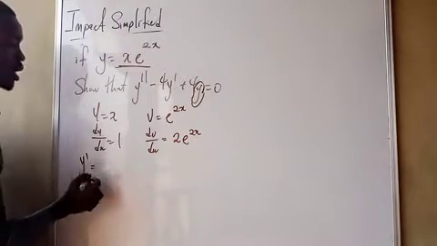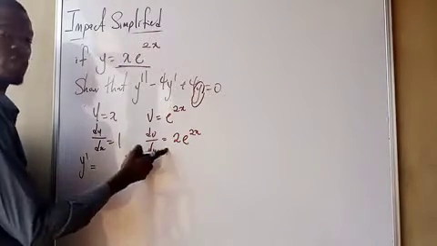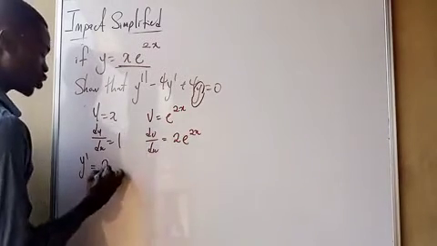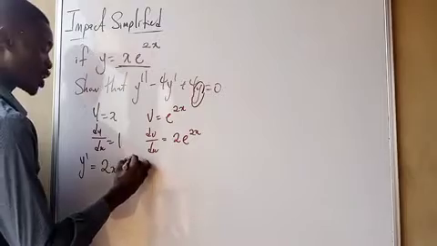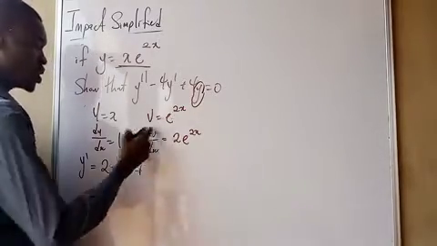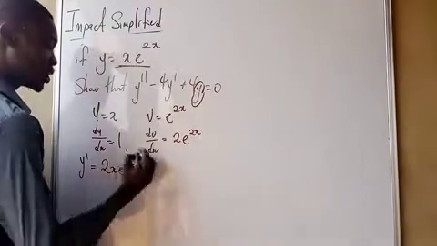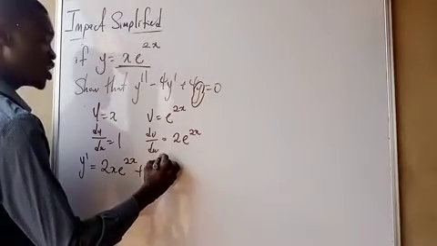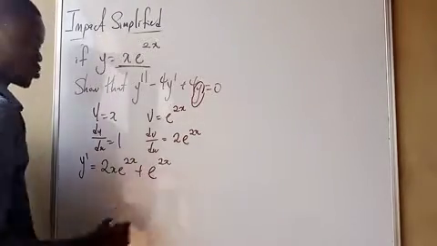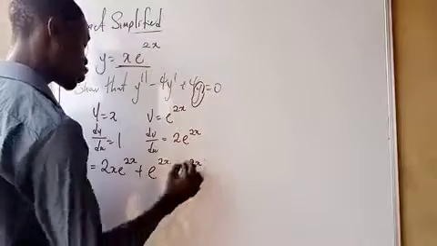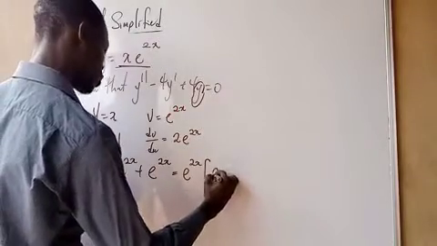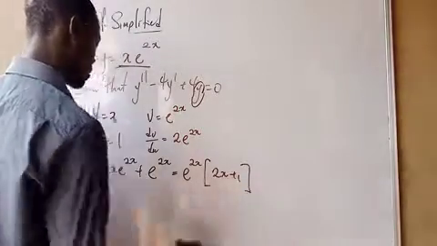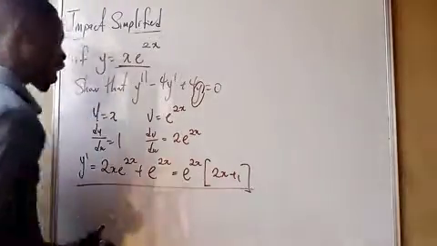And what is your y prime? Make use of the formula u dv dx. So this time this will give us 2x exponential 2x plus v du dx. Multiply this, we are going to have exponential 2x. Exponential 2x is common, and that will give us 2x plus 1. And this is our y prime.